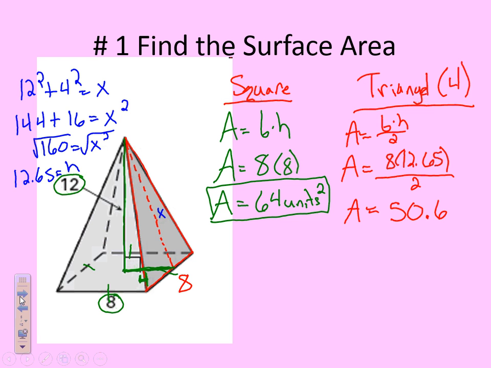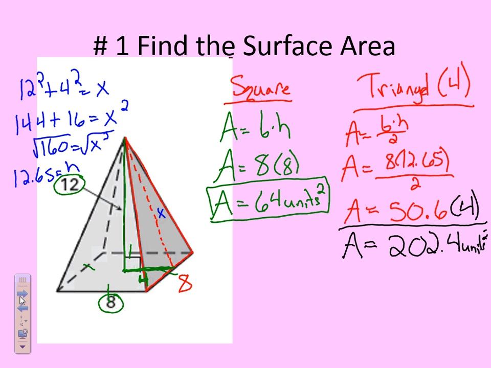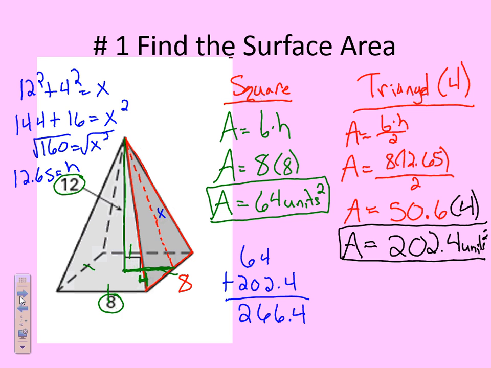Now we can't forget there's 4 of them, so we have to take this times 4. So the area of all my triangles is 202.4 units squared. So now that I have the area of my triangle and the area of my square, all I have to do is add these together. So I have 64 plus 202.4 equals 266.4 units squared. And this, ladies and gentlemen, is my answer.